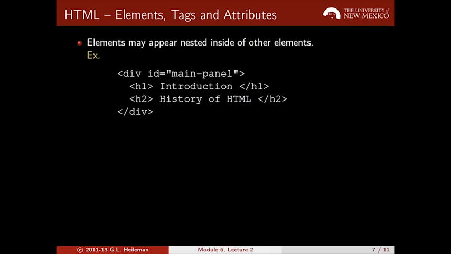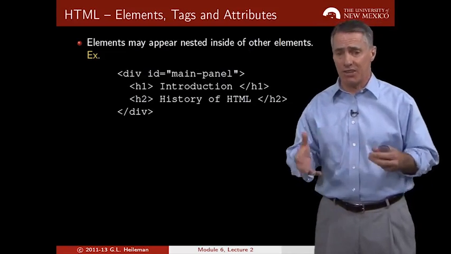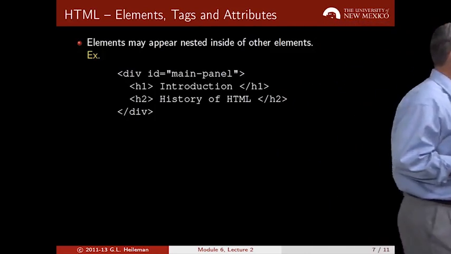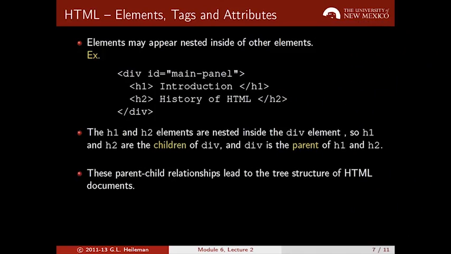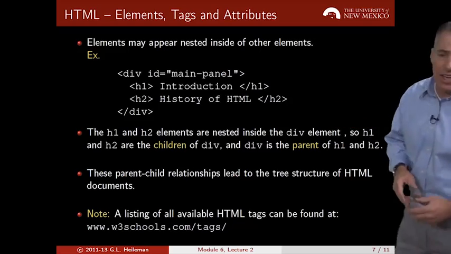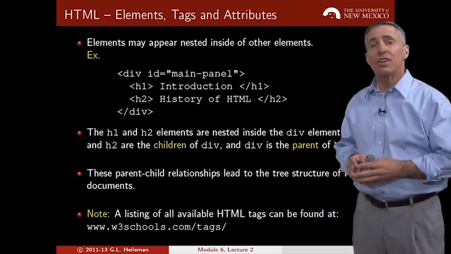You can also nest elements, and we've already seen this; this is what creates the tree structure, by the way. You can nest elements inside of other elements. So here's this div again, and it has two children, an H1, or level 1 heading, and a level 2 heading. So we would say that the div is the parent and has two children. The parent-child relationship is the thing that leads to that tree structure. Very, very important to understand that. Now, a listing of all of the available HTML tags can be found at w3schools.com. Go to w3schools.com tags and take a look at them. It's the best resource available for looking at the elements that are available in HTML.